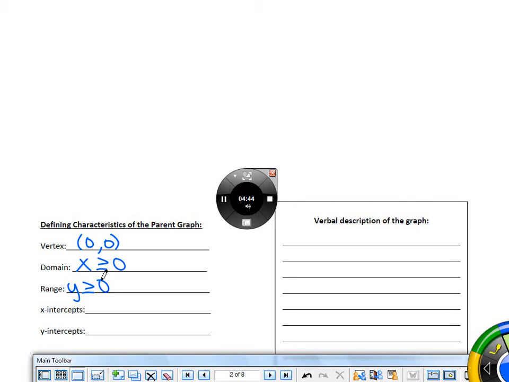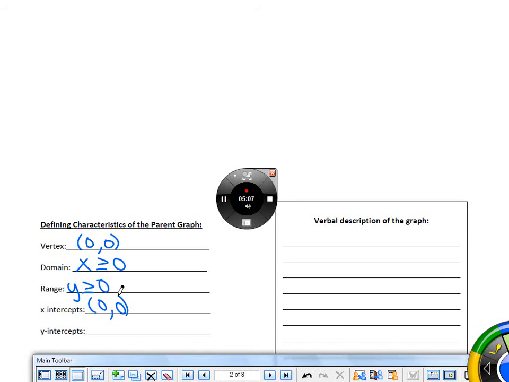All right, what about x-intercepts? Where does your parent function hit the x-axis? 0, 0. Now, is it possible for this graph to have more than one x-intercept? No, because even if you shift it down, it'll cross the x-axis eventually, right? But it won't turn back around and go the other way.